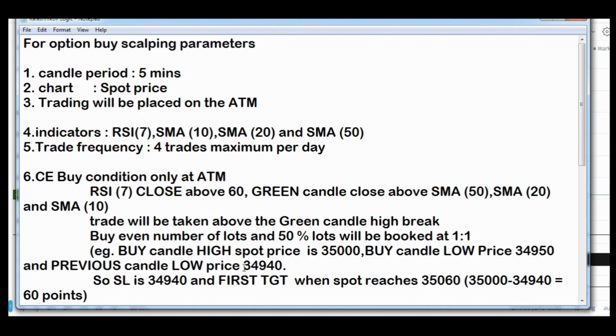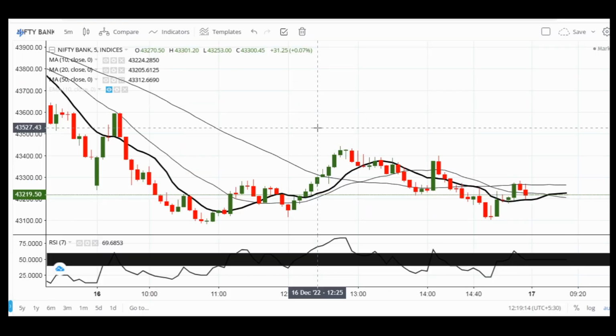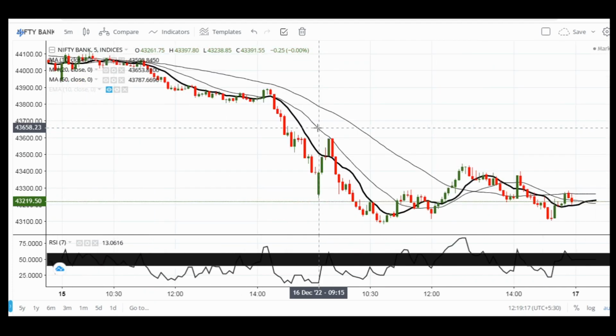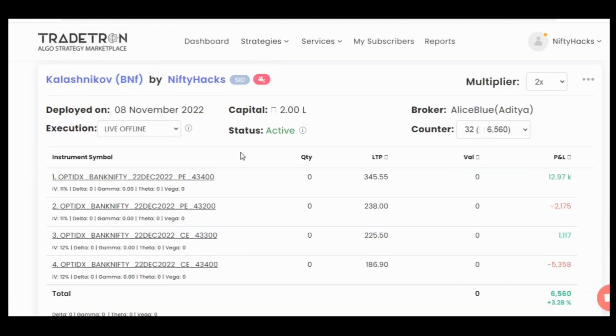So I hope the strategy is clear in your mind. So let's check some examples. As you can see, we have deployed this in Tradetron.